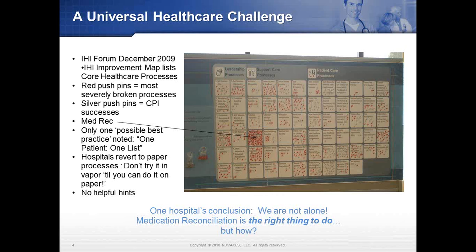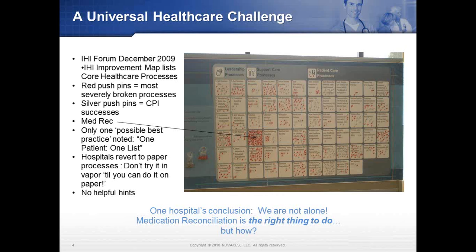Now, at this time, this project was in the measure phase. We had already launched and completed Define. We were in measure. We were collecting data, and I'll talk to you more about that later. But I went to this conference as an exhibitor and went back to the hospital system that was working on the Six Sigma project and said, here's what we're up against, guys. Well, they were very excited about this. They said, you know, we're not alone. This is great. Medication reconciliation is the right thing to do, but how?